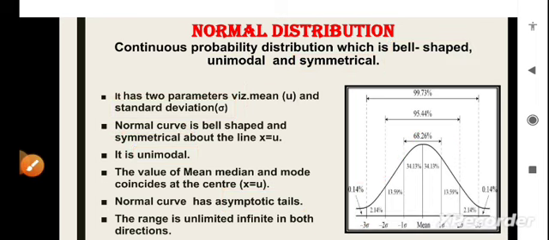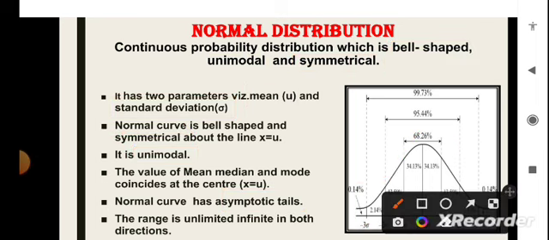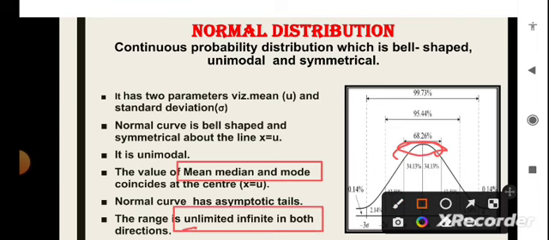Second important property of normal distribution is that here the values of mean, median and mode are equal and they all coincide at the center. This is because the normal distribution is symmetrical and it has only one peak. The third important property of normal distribution is that its range is unlimited, infinite in both directions.